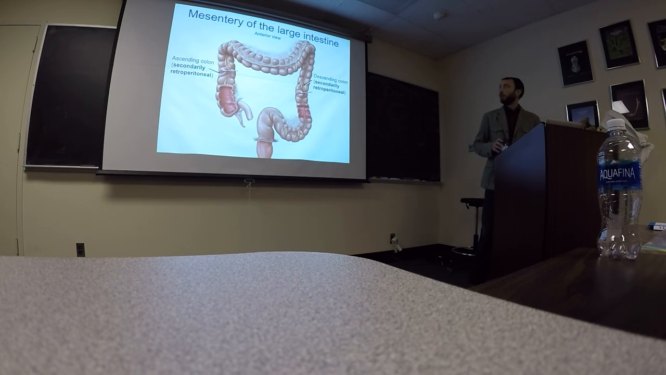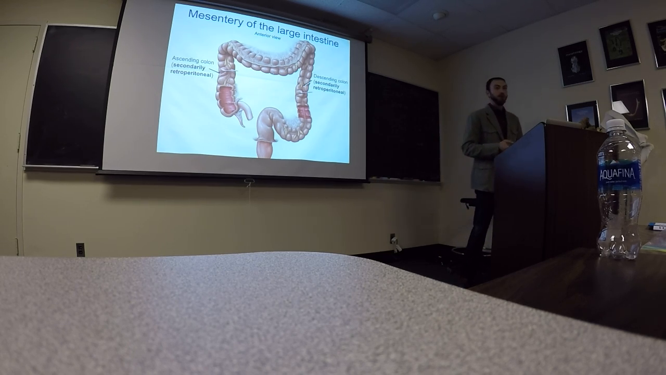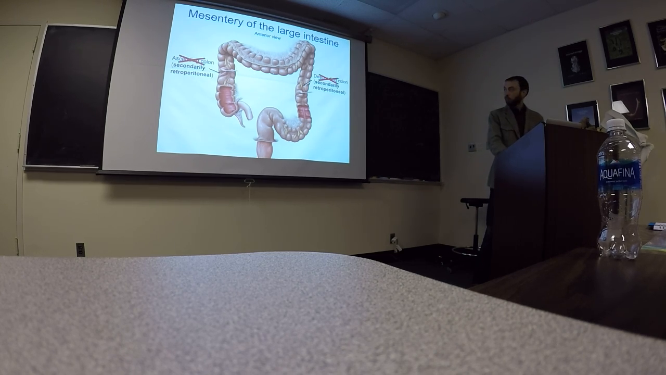Okay. We'll go briefly over the mesenteries of the large intestine. We'll talk a lot more about mesenteries on Monday. But our ascending and descending colon, you'll notice, are going to be fixed to the back of the abdominal wall. So these are going to be secondarily retroperitoneal structures, which means that they won't have a mesentery. But our other parts do.